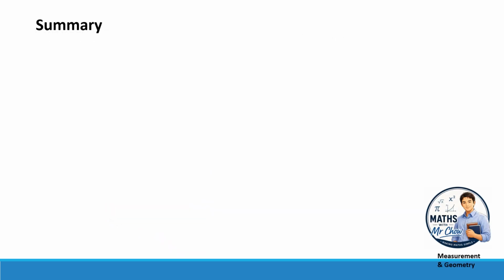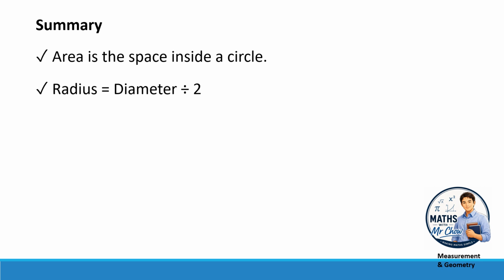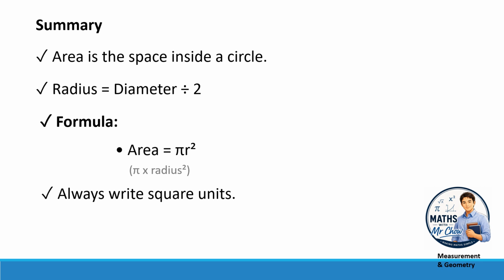Let's review what we've learned today. Area is the space inside a circle. Remember, the radius equals the diameter divided by 2. The formula for the area of a circle is area equals pi times radius squared. Always remember to write square units in your answer. For example, square centimeters, square meters, or square kilometers.